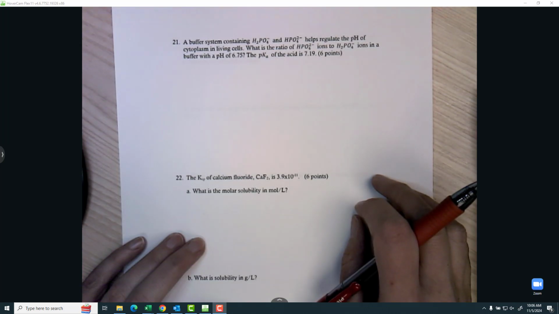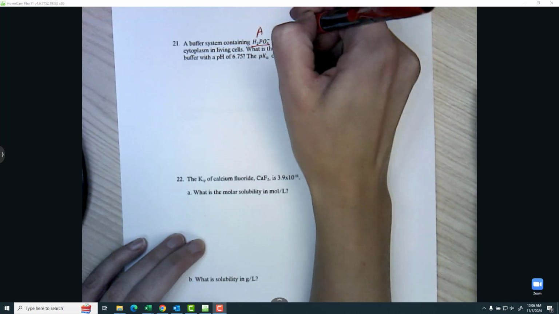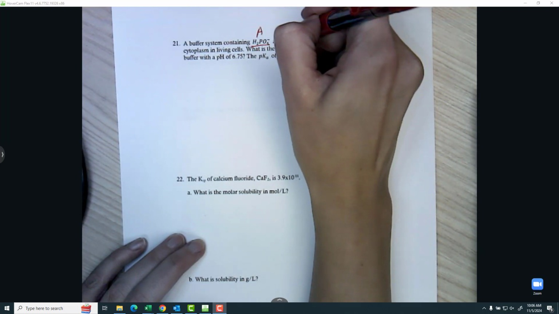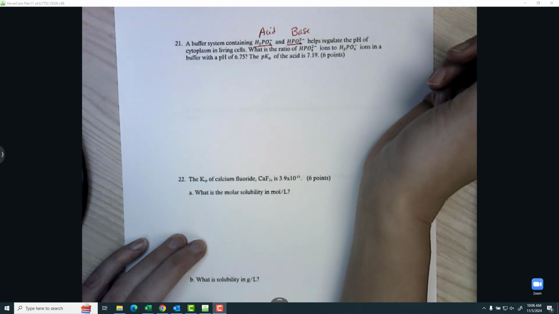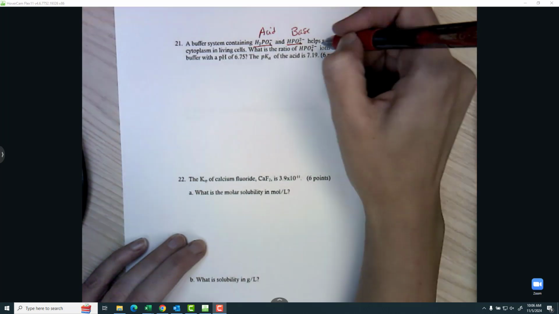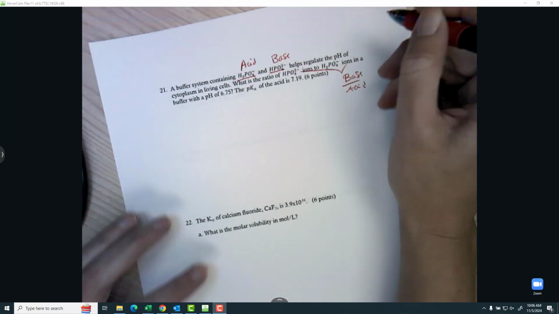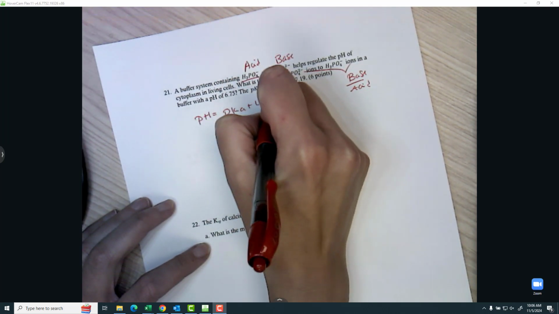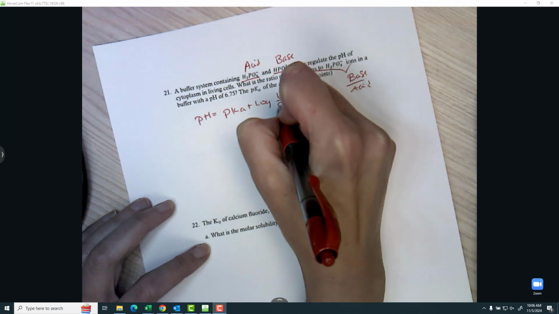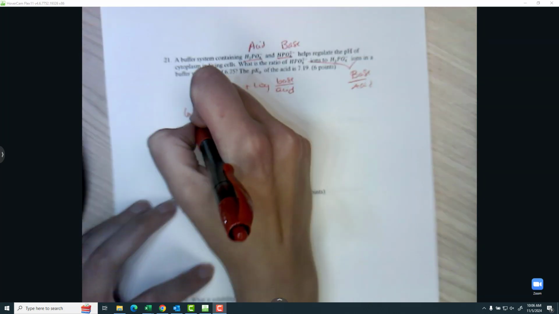All right, next up we have a buffer, and we did a problem like this in class where we were looking for that base to acid ratio. And so I'm looking to see which one has the extra hydrogen. So the H2 one is the acid and the other is the base because it has one less hydrogen. I'm writing the Henderson-Hasselbalch equation.